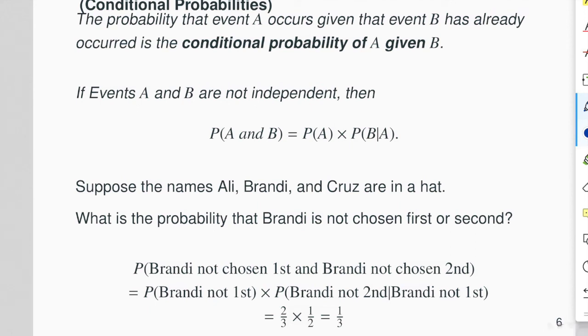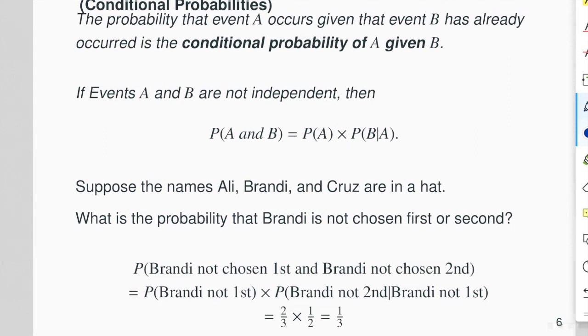This totally should make sense, because if we're picking 2 names out of the hat, there's going to be 1 left. So the probability that that last one is Brandy is 1 in 3, because it could be Ollie, it could be Brandy, or it could be Cruz. So we can think about this a couple of ways, but using our conditional probability formula, we end up with a 1 in 3 chance here just by taking the product.